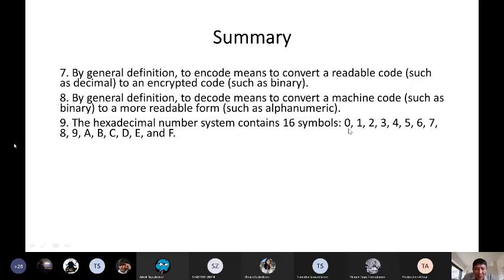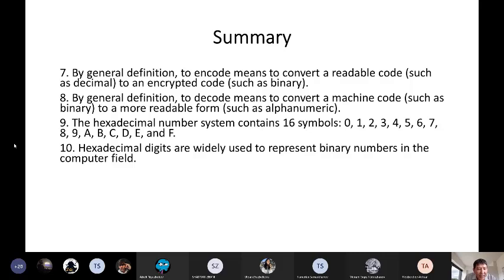What is also important, you should understand that each of these digits from 0 to F is actually 4-bit data. Hexadecimal digits are widely used to represent binary numbers in the computer field.